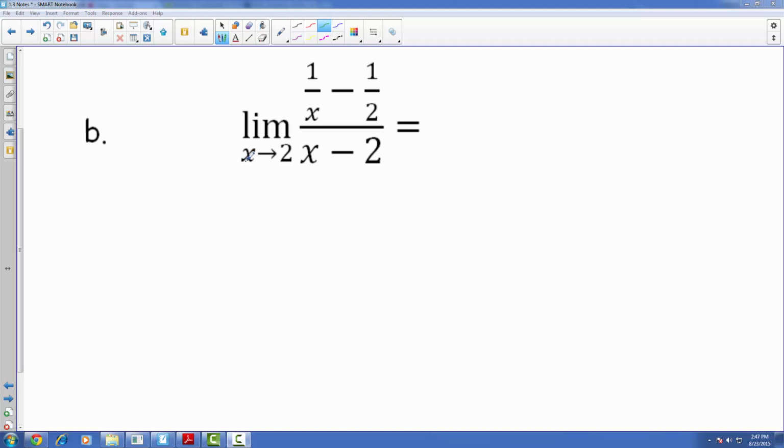Here we're looking at 4b from the 1.3 set of notes. We have the limit as x approaches 2 of this fraction over this other fraction. So a lot of fractions going on, and unfortunately if you tried using that direct evaluation, you would end up with that 0 over 0 indeterminate form. So that's no good. That's not going to be able to help us. Then we have to do something else.